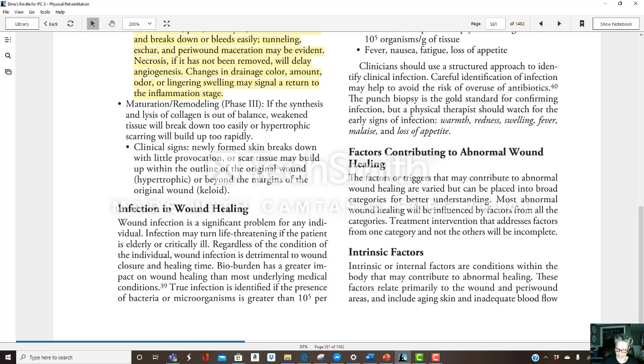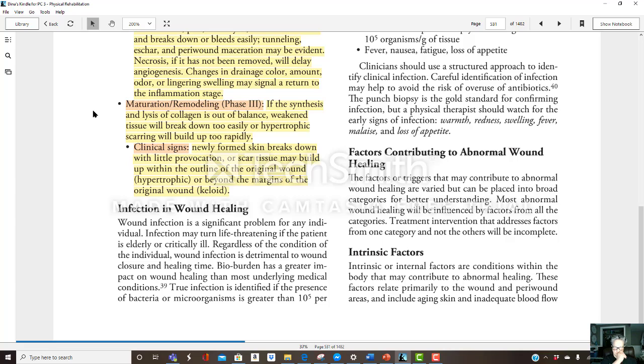Maturation and remodeling, phase 3. If the synthesis and lysis of collagen is out of balance, weakened tissue will break down too easily, or hypertrophic scarring will build up too rapidly. Clinical signs: newly formed skin breaks down with little provocation, or scar tissue may build up within the outline of the original wound, hypertrophic, or beyond the margins of the original wound, keloid.